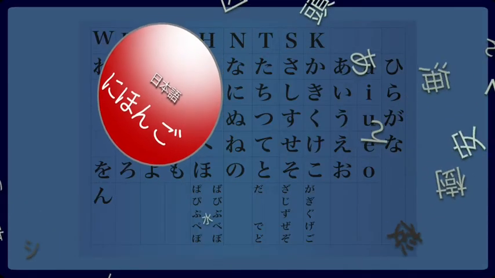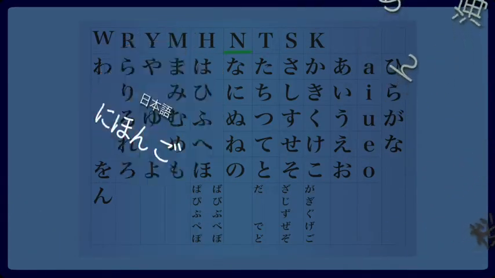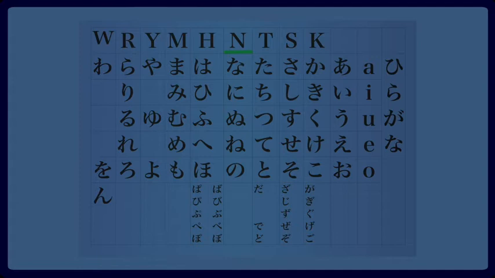In this lesson we're going to learn to read the rest of the hiragana chart, starting with the N column. Na, ni, nu, ne, and no. No complications in that column, very simple.